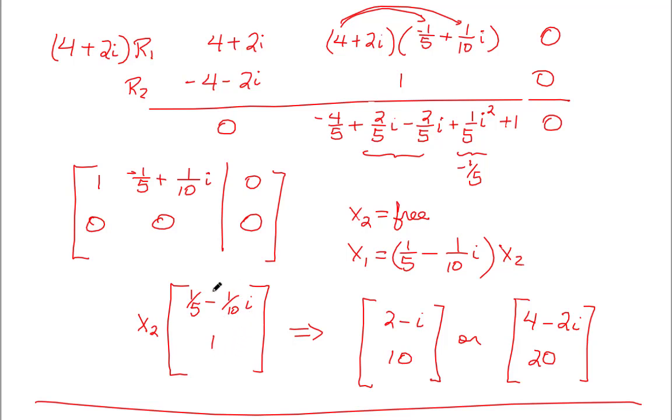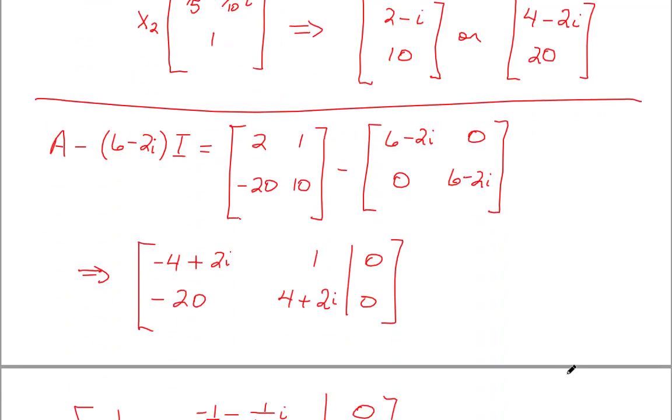Now you can leave it like that, or what I would have done is multiplied through by 10 just to get rid of the fractions. So I've got a 10 on the bottom. 10 times 1/5 is 2, so 2 minus i and 10. Or you can multiply it by 20. Not sure why they did, but they did. And they left the answer in this format.